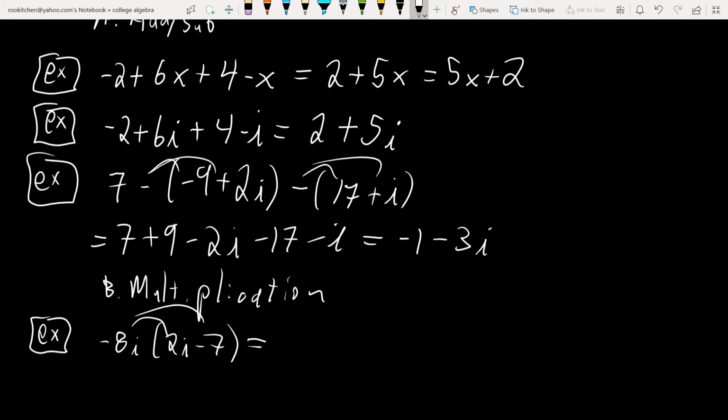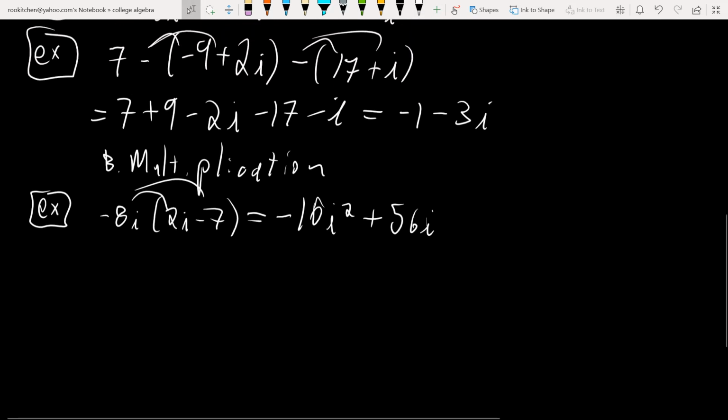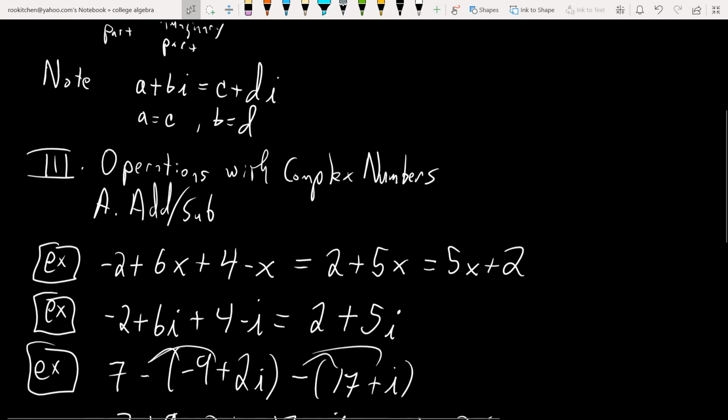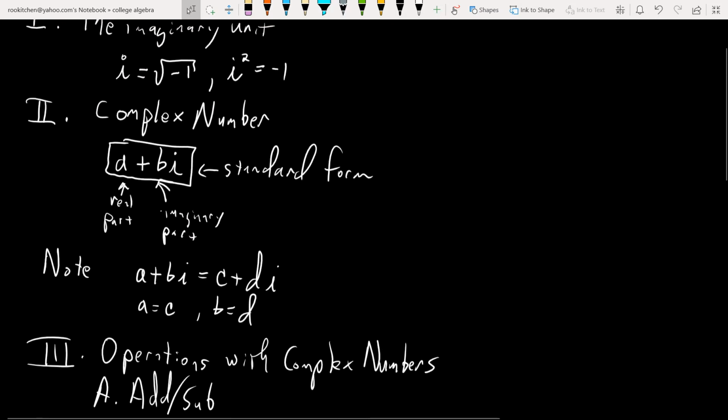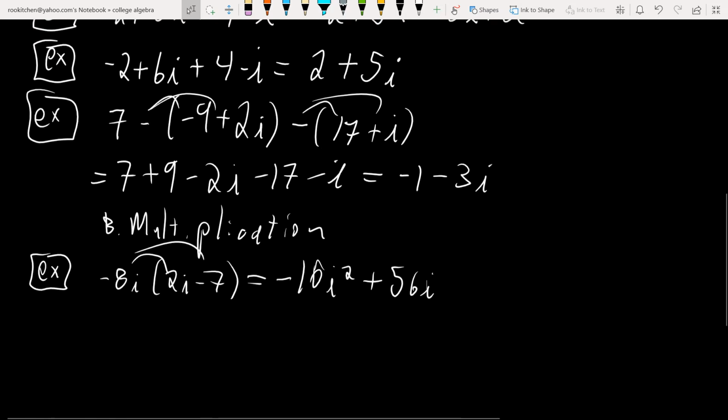Negative 8 times 2 is negative 16, and then we have i times i, which is i squared, and then plus 56i. I squared we have from above, if you scroll back a little bit: i squared is equal to negative 1. So I can rewrite this expression to get rid of that i squared, which is what you want to do. So -16 i squared, again, is negative 1, and then plus 56i.